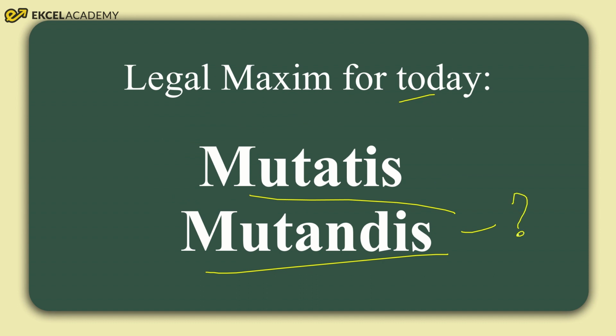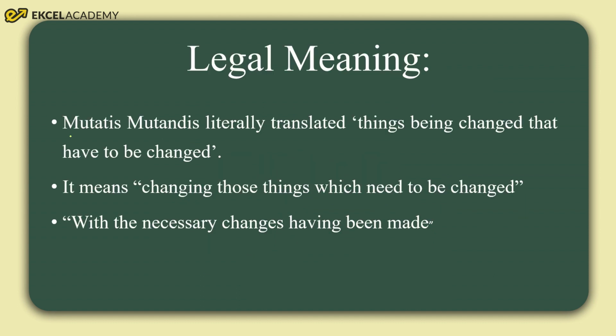What does this mean? When you literally translate the words Mutatis Mutandis, it means things being changed that have to be changed. Or, in other words, changing those things which need to be changed. For example, there is a contract between two parties, as on a particular date in 2018. They wish to change certain terms and conditions of the contract of 2018 and bring new terms or substitute the old terms with new terms in 2020.